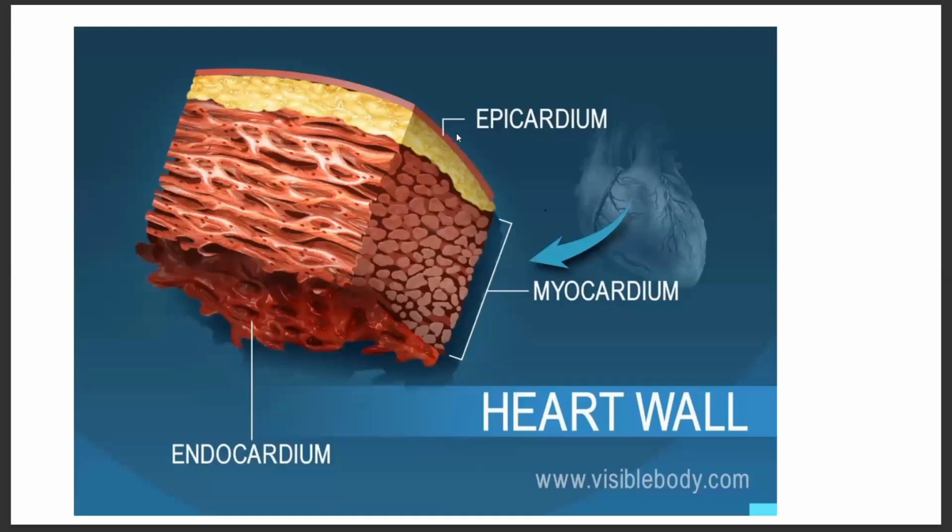Now look at this figure. You can see the 3 layers. This is the epicardium, right? Then you can see myocardium and the endocardium. Here, pericardium, right? Not epicardium, pericardium, right? It is the outermost layer, right? What is the outermost one? The pericardium. Here it is not epicardium but pericardium, right? It is the outermost layer.